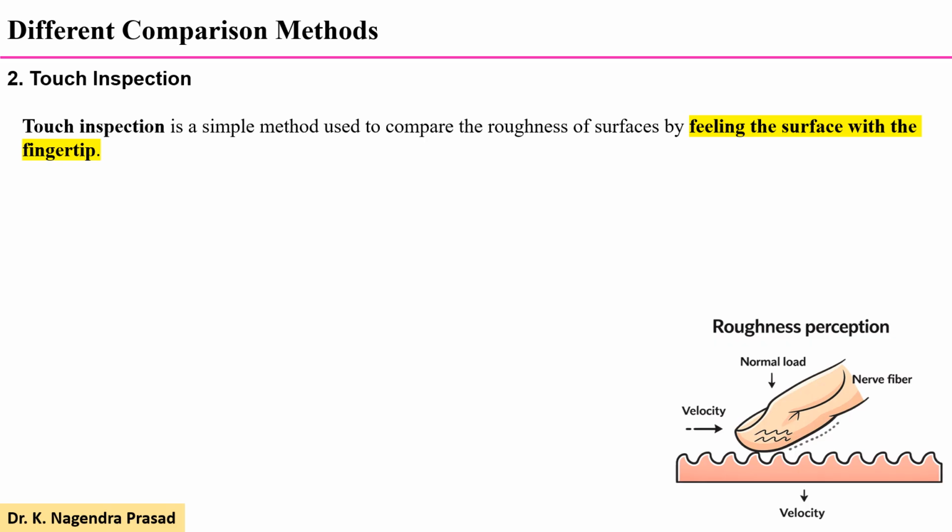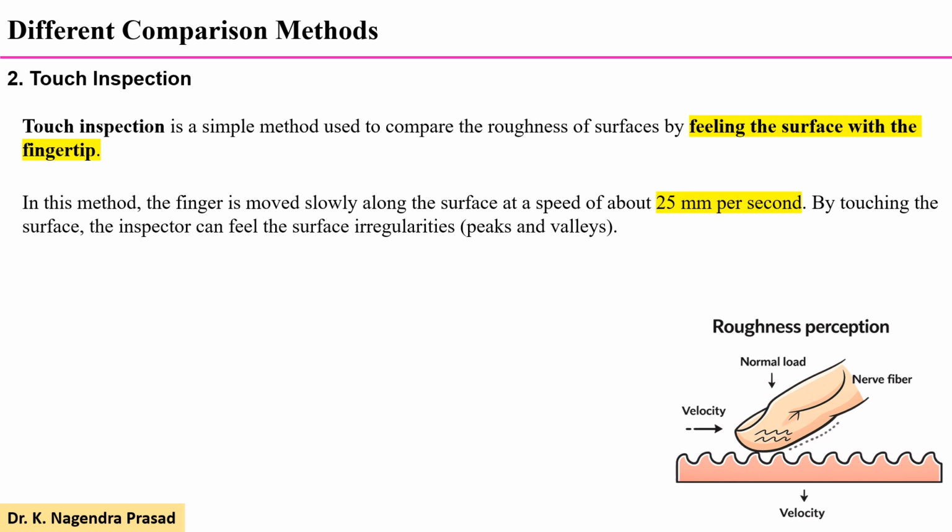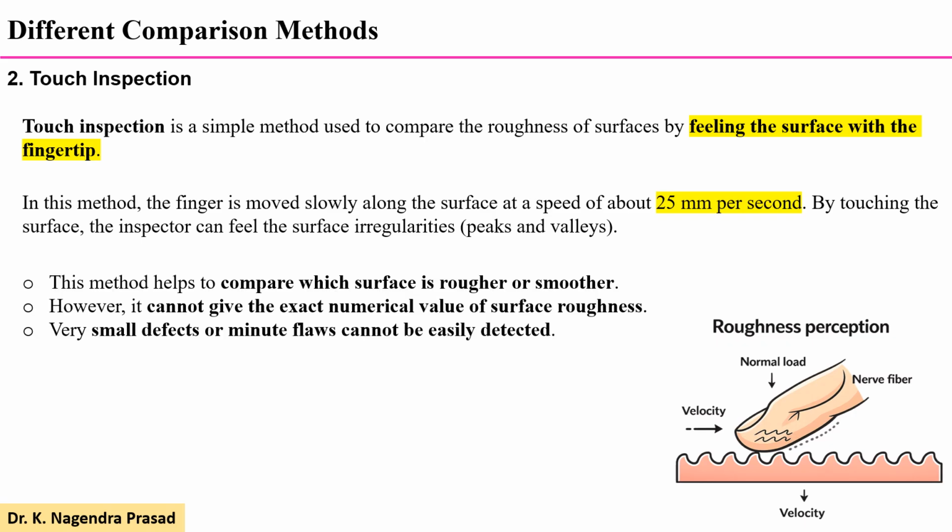The second method is touch inspection. Touch inspection is a simple method used to compare the roughness of a surface by feeling the surface with the fingertip. In this method, the finger is moved slowly along the surface at a speed of 25 mm per second. The inspector can feel the surface irregularities. This method helps to compare whether the surface is rougher or smoother. However, it cannot give an exact numerical value of the surface roughness, and very small defects or minor flaws cannot be easily detected. The human finger can detect surface irregularities as small as 0.0125 mm.